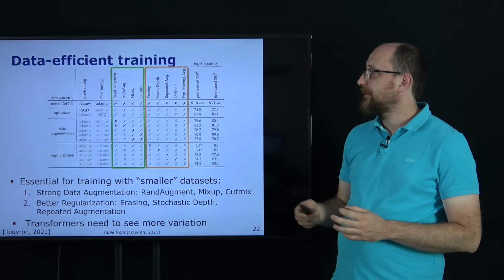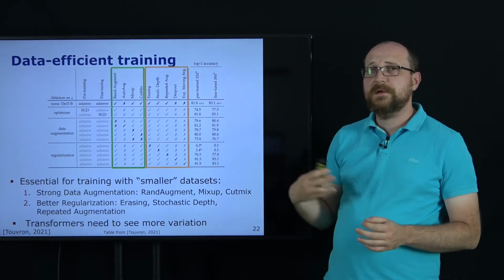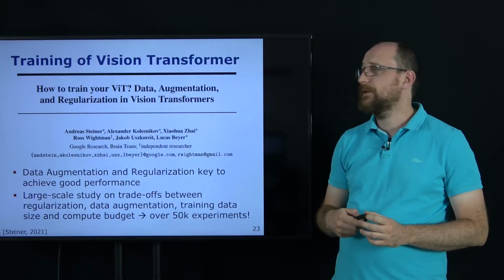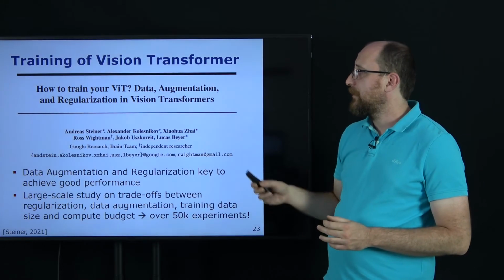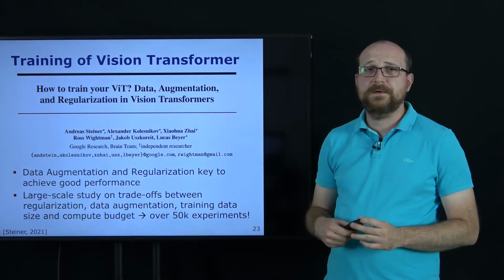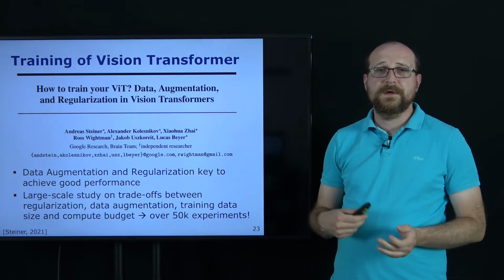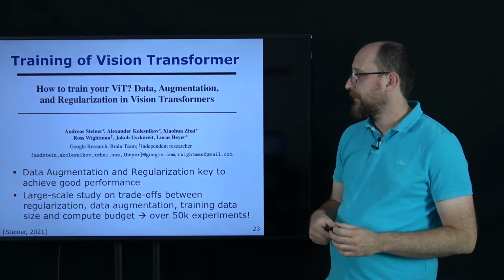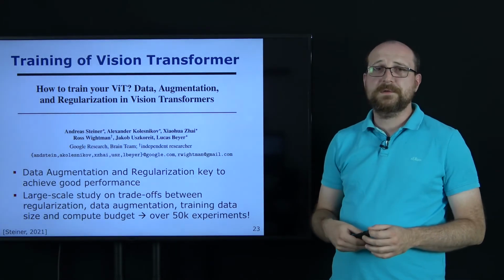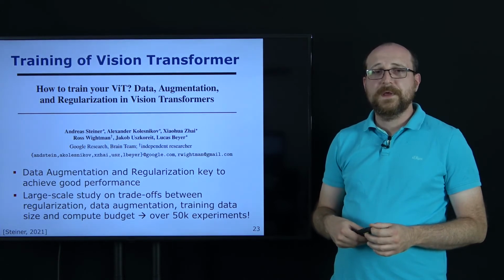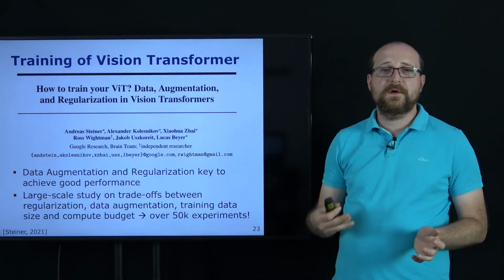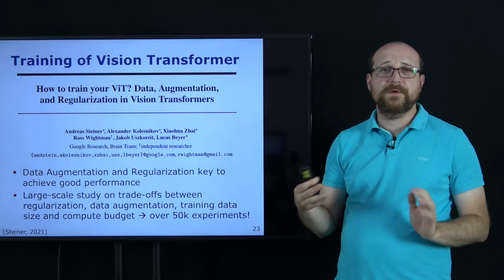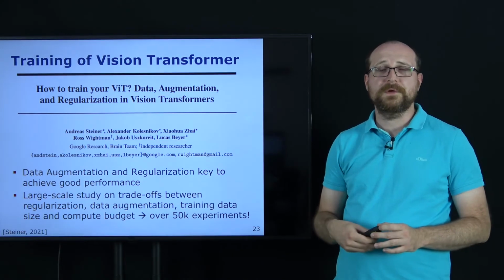And this idea of investigating how to efficiently train transformers was now recently also investigated again by a group of researchers from Google, and the question was how to train the vision transformer in an efficient way. Here the authors looked specifically at data augmentation and regularization, and how this is traded off against using larger training data size, or how it relates to using more compute in the end.